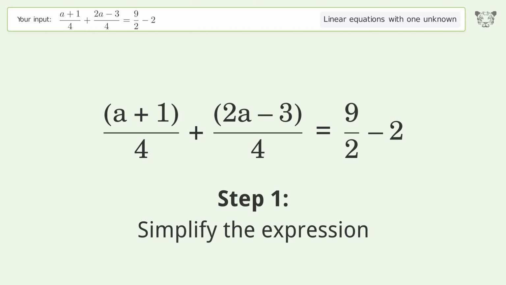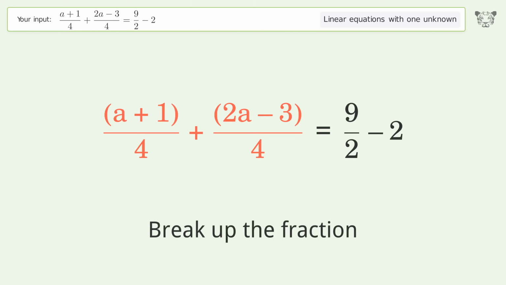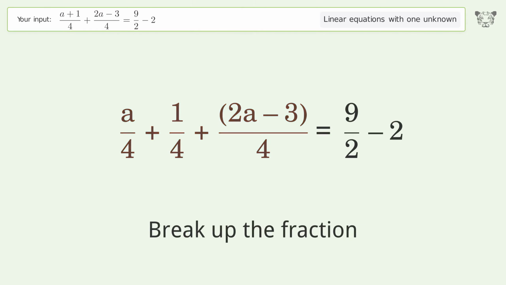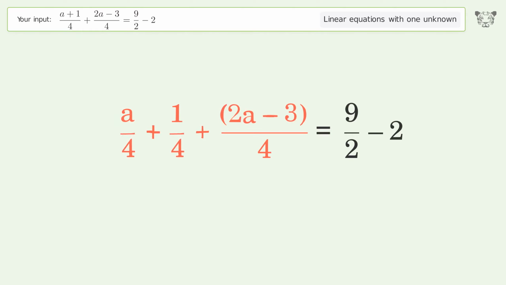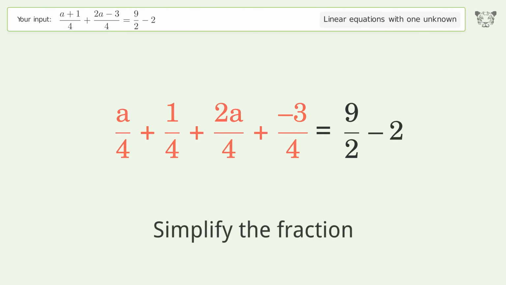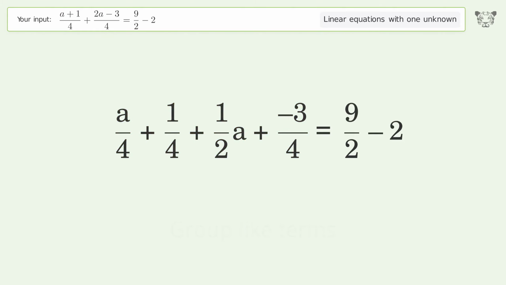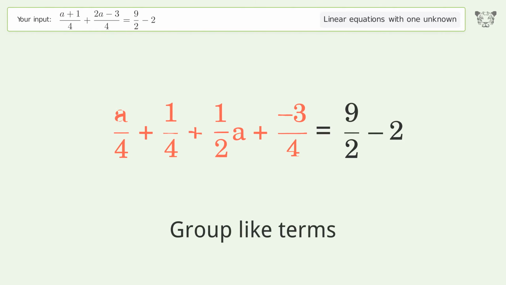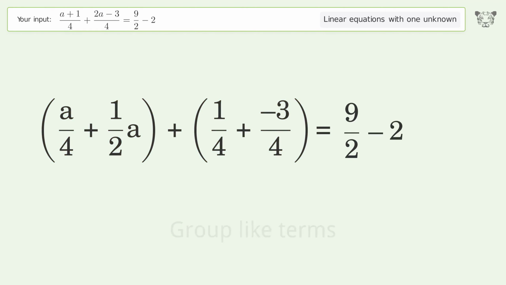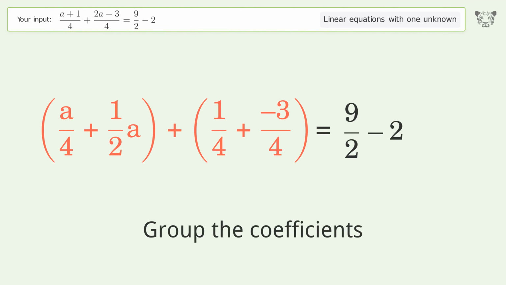Simplify the expression. Break up the fraction. Simplify the fraction. Group like terms. Group the coefficients.